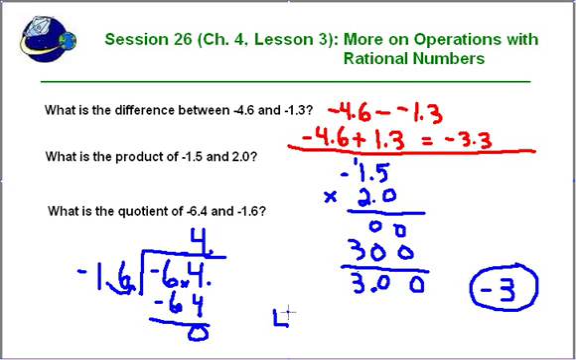Question is that a positive 4 or a negative 4? Well, if we take a look at our division problem, it's a negative 6.4 divided by a negative 1.6. We have a negative divided by a negative. What does that tell you your answer always is? Positive. Anytime you divide positive by positive, your answer is positive. Anytime you divide a negative number by a negative number, your answer is also positive.